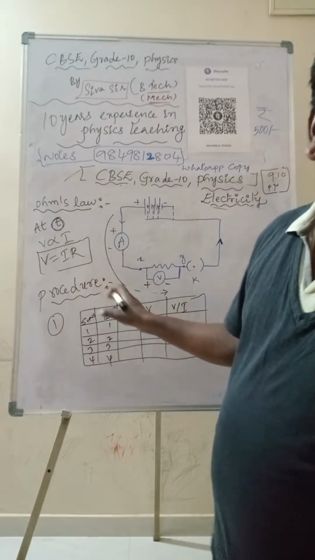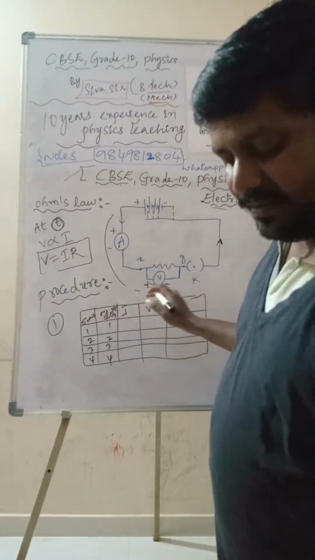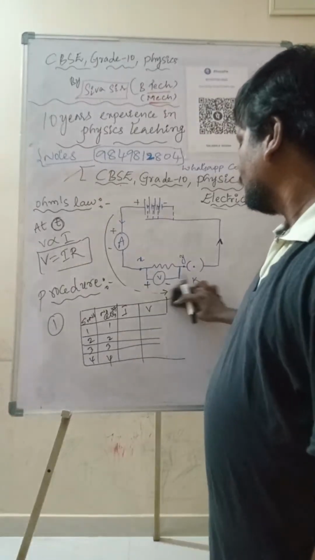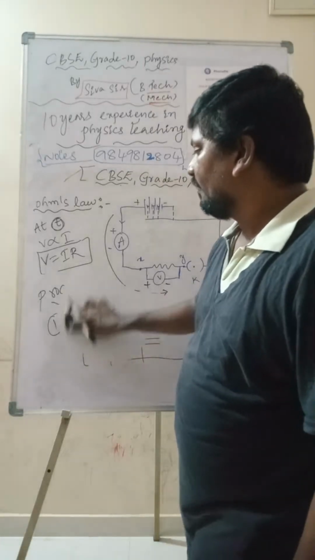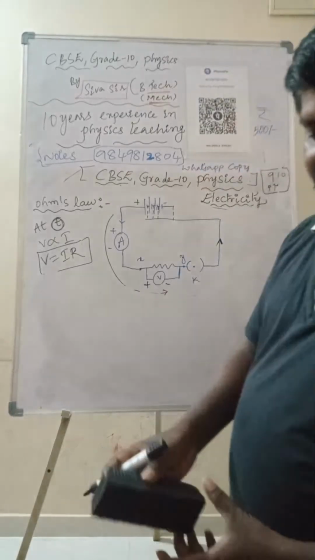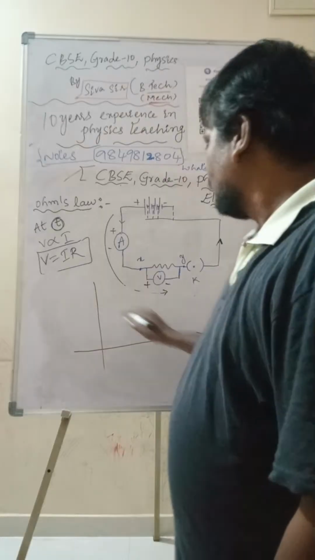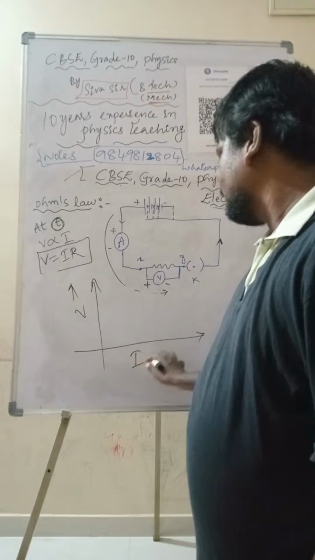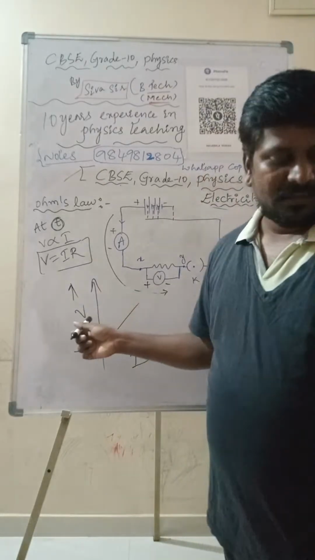If you draw the VI graph, it will be a straight line, so linear. You can check once. V is on the y-axis and I is on the x-axis. The VI graph is like this. It will be linear.